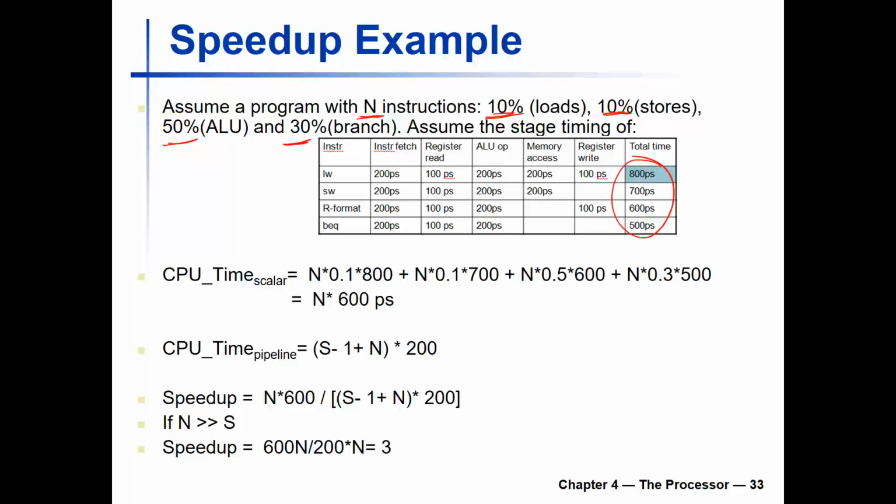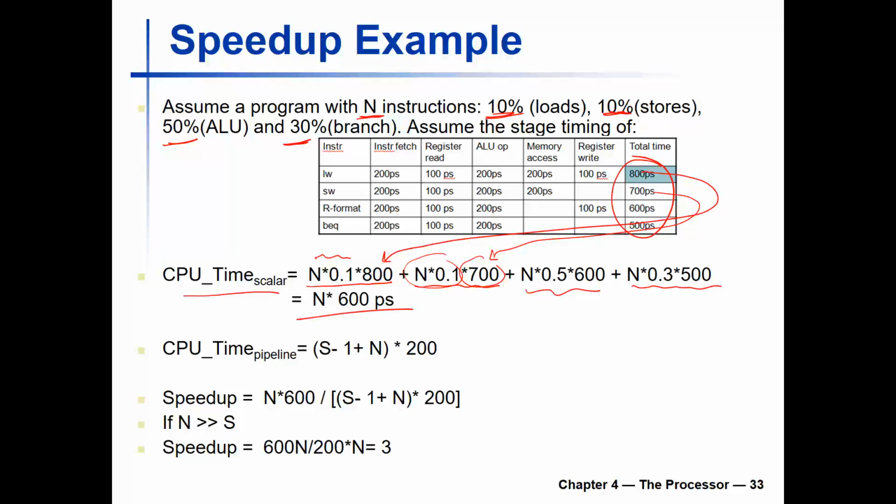So the CPU time for a scalar processor equals the time to execute the loads, okay? And how many loads do I have? N times 0.1. What's the time a load takes? 800. The time that I need to execute stores, how many of those do I have? I have this much. What's the time to execute a single store? It is 700. And the time to execute ALUs, the time to execute branches. Add all that, this comes to N times 600 picoseconds.